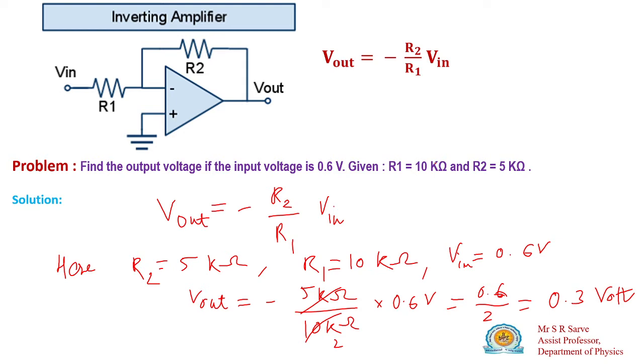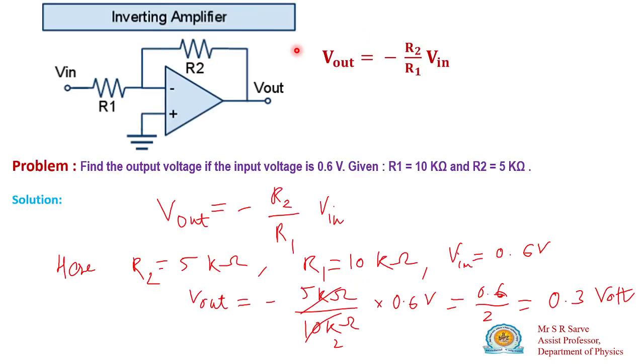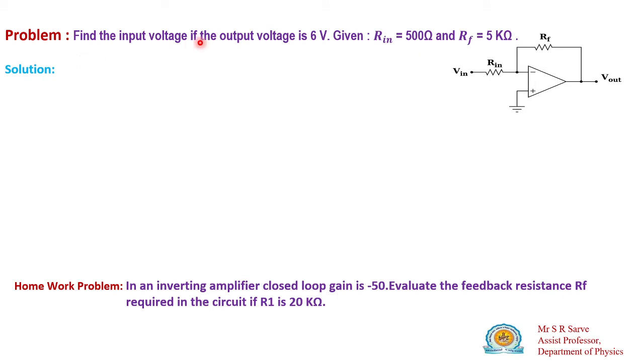Okay, so in this way problems will be given to you, and you have to solve these problems. So if you take the second problem, what is the problem? The problem is: find the input voltage if the output is 6 volt. In the previous problem we had to find out the output voltage. In this problem we have to find out the input voltage. If the output voltage is 6 volt, input resistance is 500 ohm and feedback resistance is 5 kilo ohm. Same problem it is.